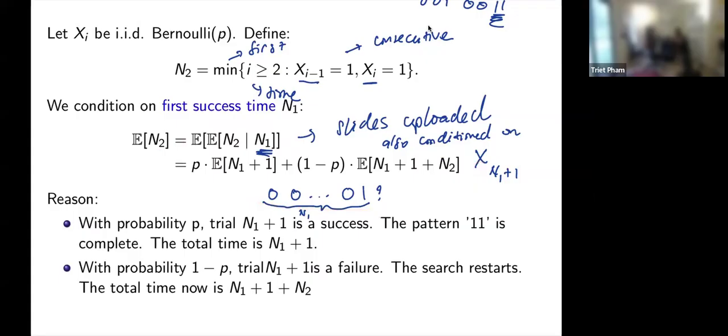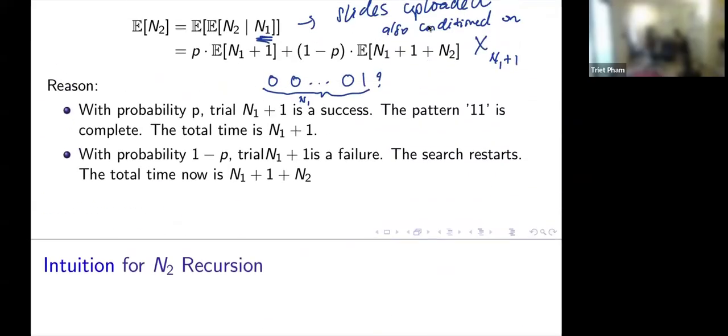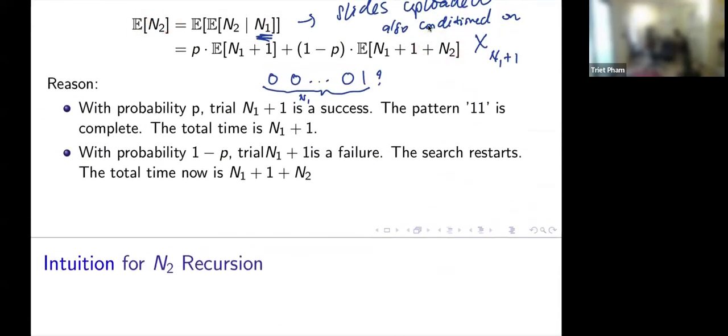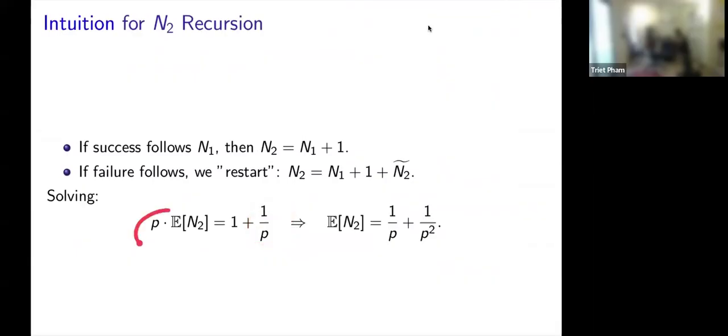Okay. Any question about this? Okay. Then you just solve this equation, and we'll skip that step. But notice also that it is built upon the expectation of N1, which we assume we know is 1 over p. So after you get that, you get the expectation of N2 to be 1 over p plus 1 over p squared. That's the average time to the first two consecutive successes.